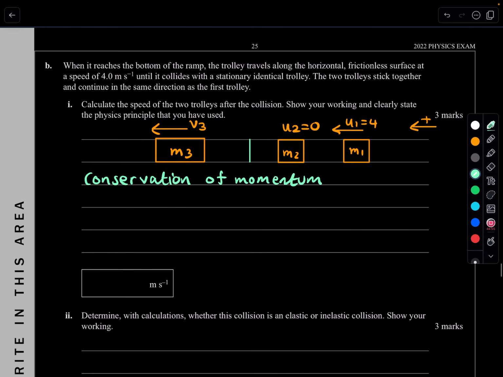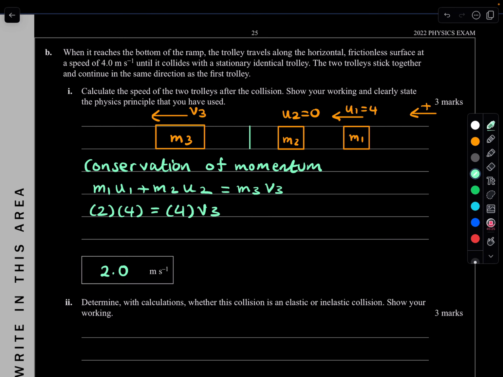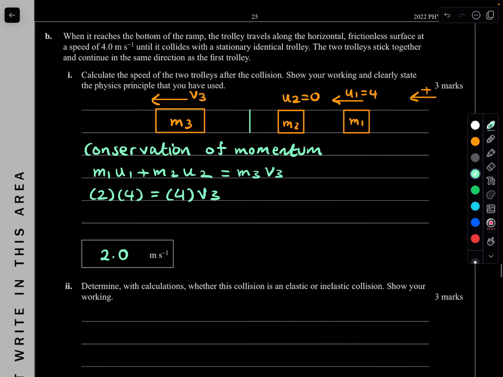So let's make a formula. We know that M1 U1 plus M2 U2 must equal M3 V3. What's M1? 2. U1 is 4. Plus M2, remember, because they're identical, they have the same masses, so 2. U2 is 0, so that's nothing. Equals M3, which is the addition of both masses, so 4, and V3, and that's what we're trying to calculate. Basically, V3 is 2 meters per second. Done. Easy. All good there.